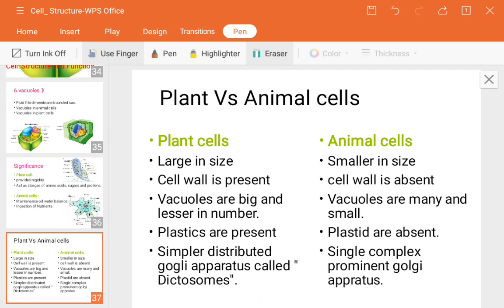So on that basis, now you are able to differentiate the actual difference between plant cell and animal cell. You can add more and more points if you understand properly each and every point of all the cell organelles. Now, plant cells are large in size, okay, animal cells are very small in size.